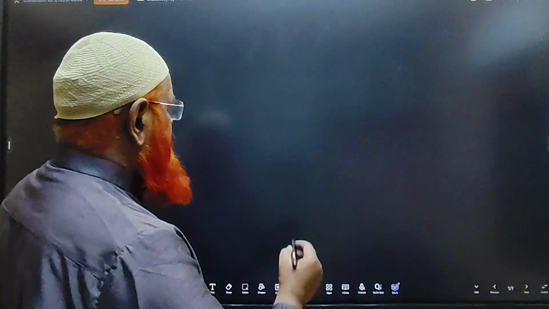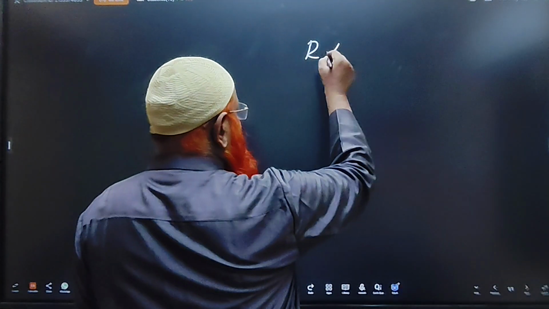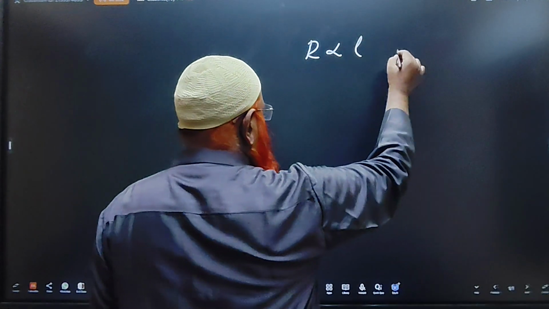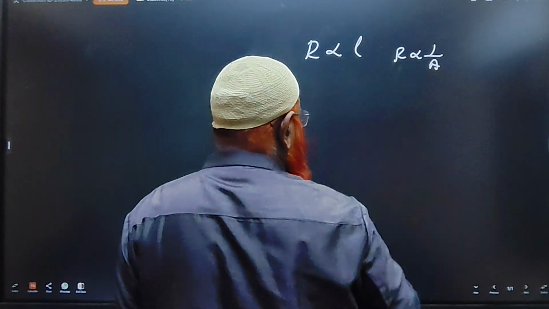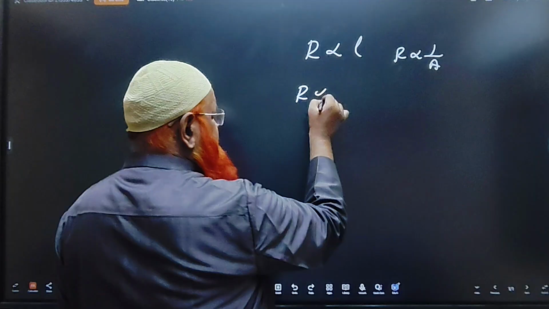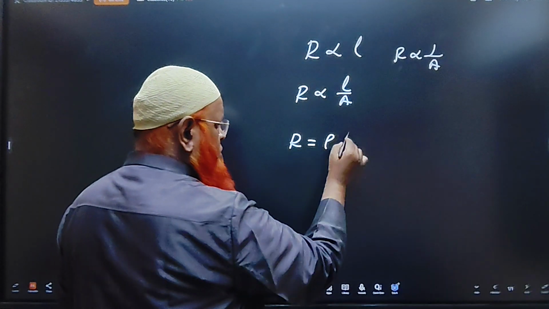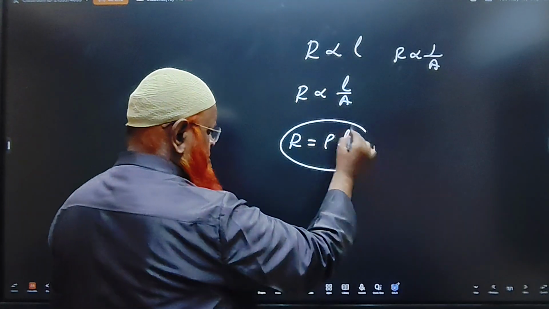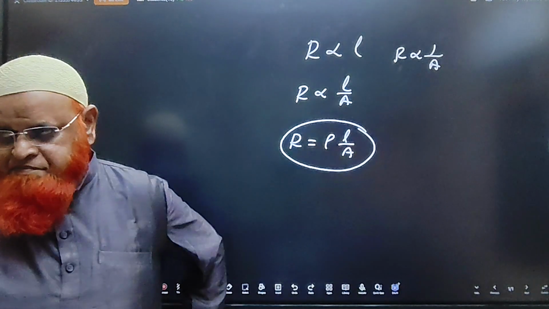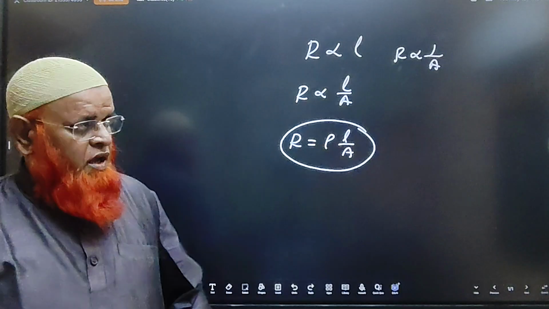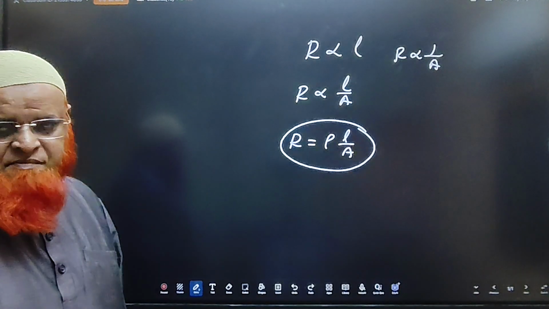Okay, so you all know that resistance is directly proportional to length, resistance is inversely proportional to cross sectional area, and resistance is directly proportional to L by A. Resistance is equal to rho L by A. This is the basic concept of resistance. You all know about that, isn't it? Okay. So from this, what do you understand?